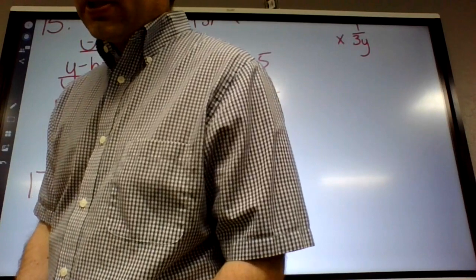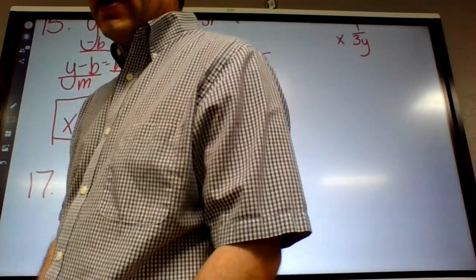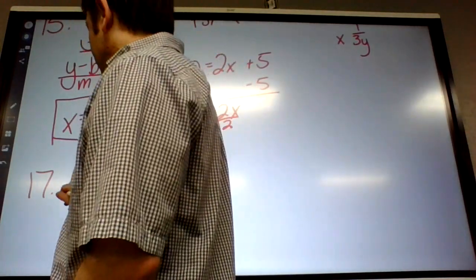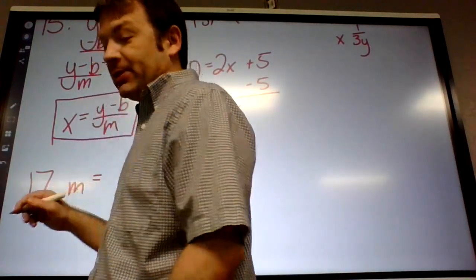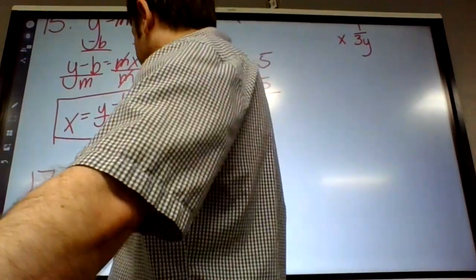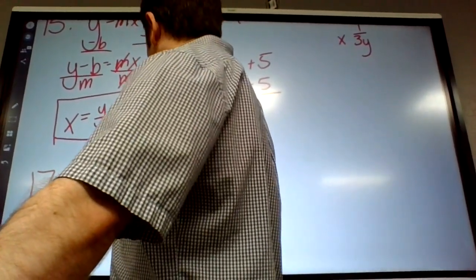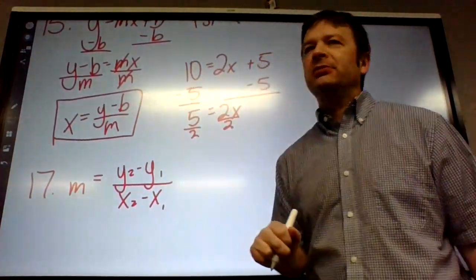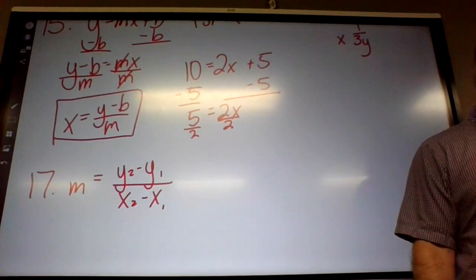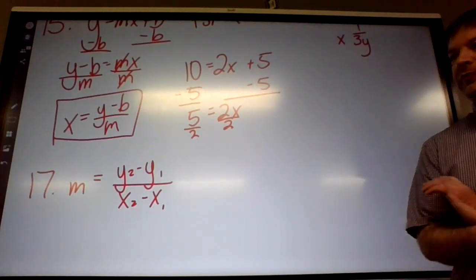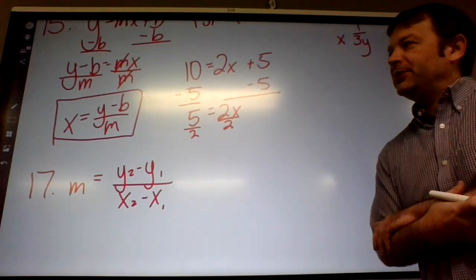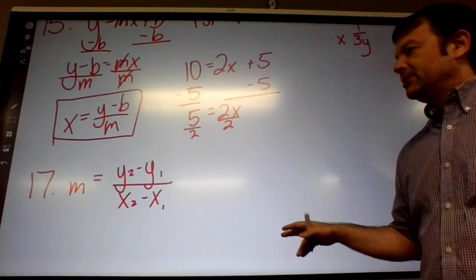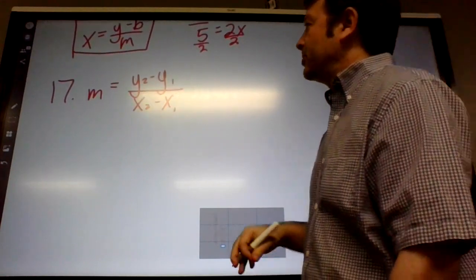Okay, 17. I told you guys this was the hard one. I'm not sure why they put this one in here, but that's okay. Maybe some of you will get something from this. I don't suppose you guys recognize this formula. Well, actually you might. It's called the slope formula. If you have a couple points on the graph, it helps you find the slope between those points.